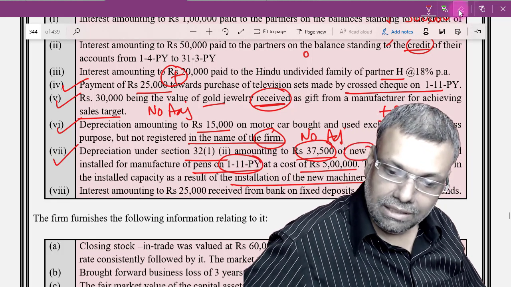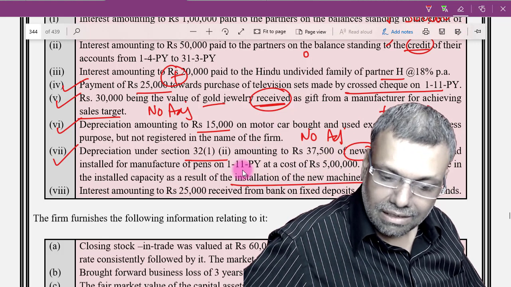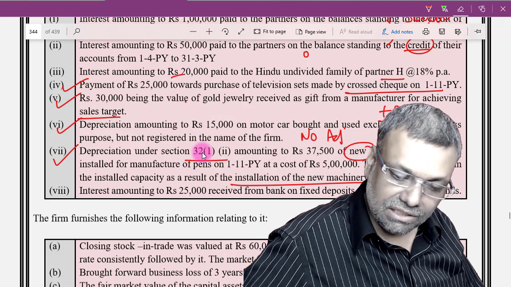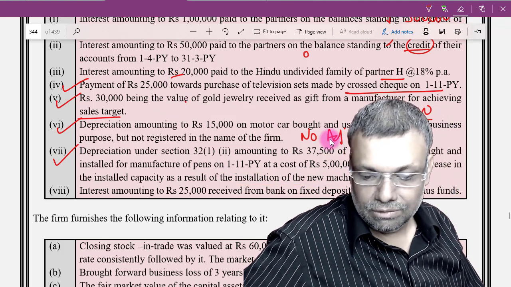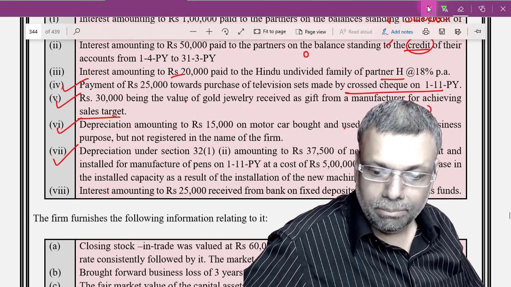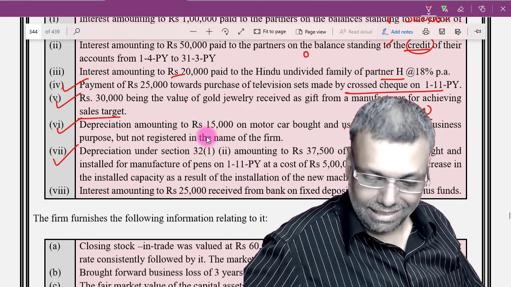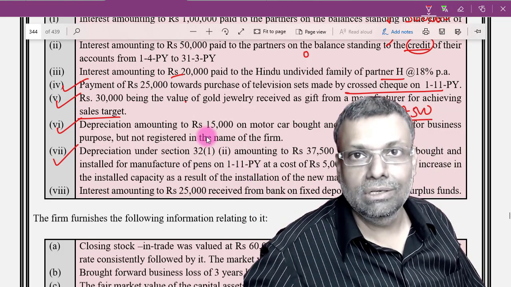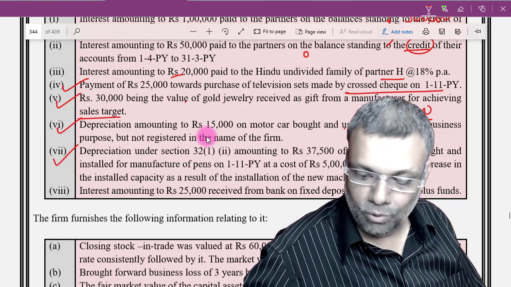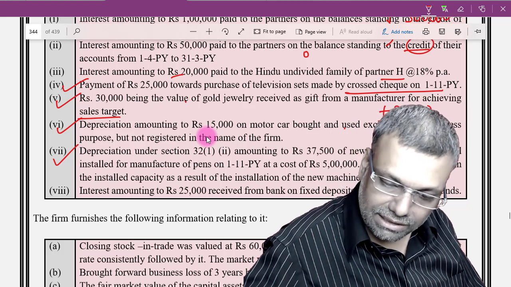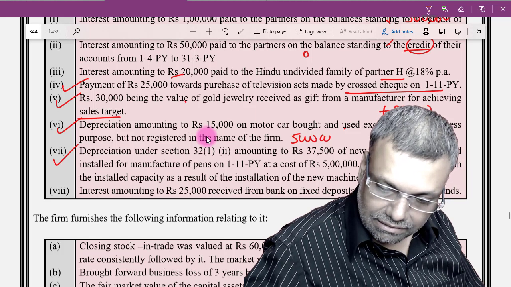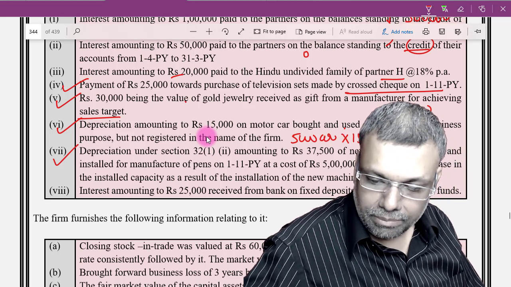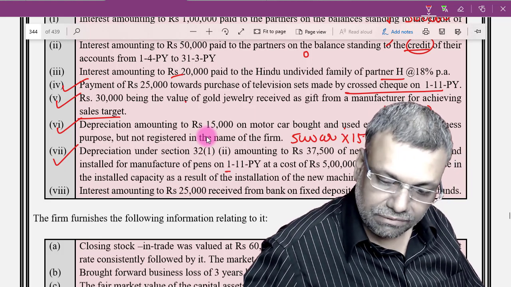tax depreciation. Tax depreciation, again friends, with respect to the WDV of the block of assets, but exact block details are not given. So only based on the available data I'm doing the calculation, and that's only what we can do in the exam. Okay, so 5 lakhs into 15% into half, because it is 1st November.